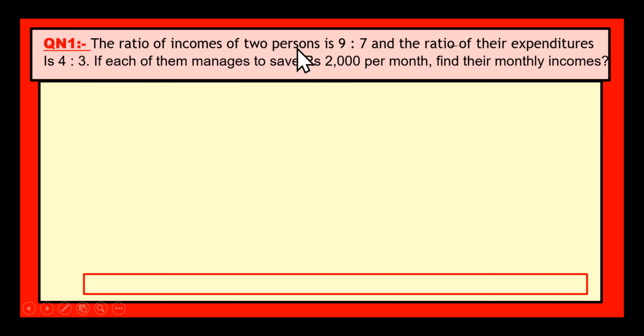Now what is the relation between income, expenditure and saving? Yes, good. Income is equal to expenditure plus saving. Otherwise, income minus saving is equal to expenditure. That is the relationship between the three: income, expenditure and saving. Now let us use the relationship and frame a pair of linear equations so that we shall solve them to get the values.